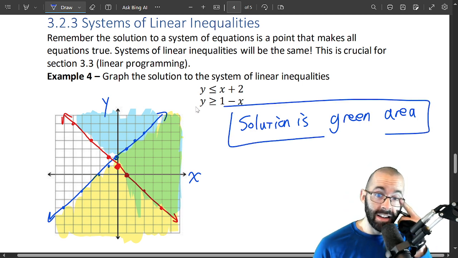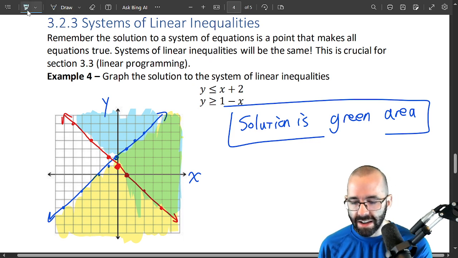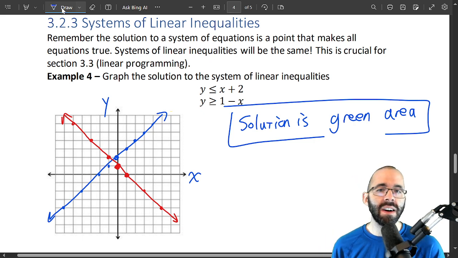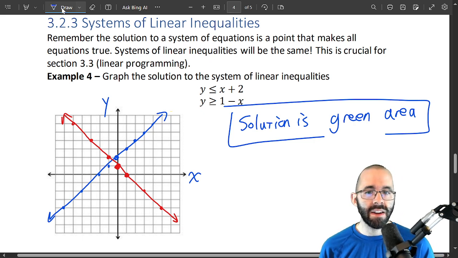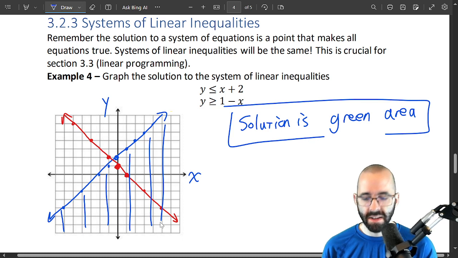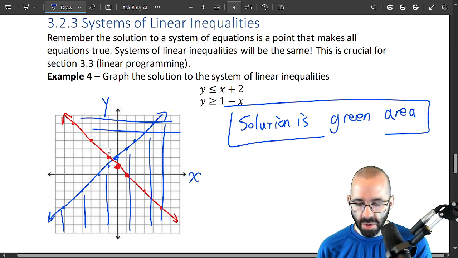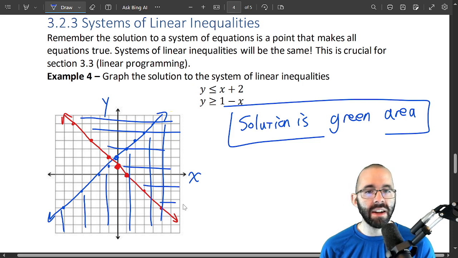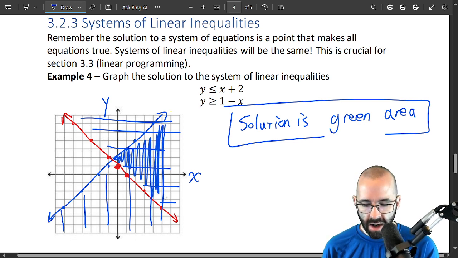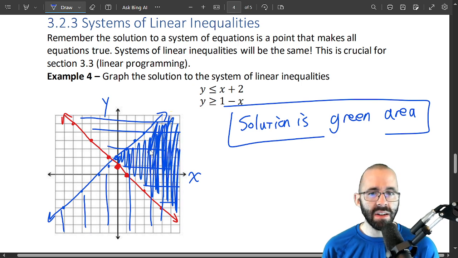If you're doing this on your own and you don't have a highlighter, you don't have nice digital colors like this, and let's say you don't have colors at all, here's another way that you can do this. You can do big vertical lines for one area, and then you can do horizontal lines for the other area. And then you can say, our solution is where there are vertical and horizontal lines. It's not as pretty, but it gets the job done.